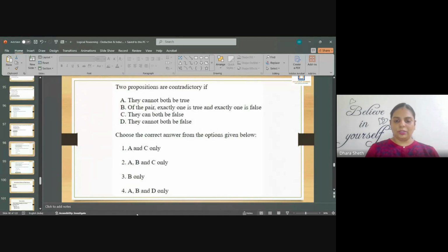And the last question for today's session. 2 propositions are contradictory. If contradictory means they cannot both be true, of the pair exactly one is true and exactly one is false. They can both be false. They cannot both be false.